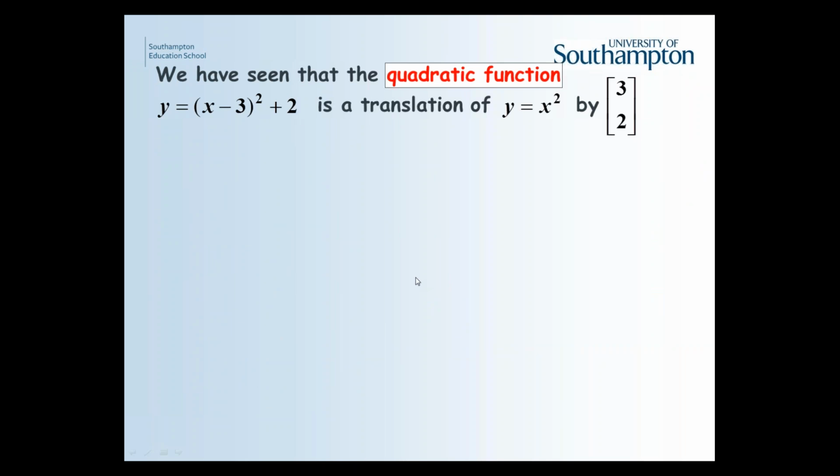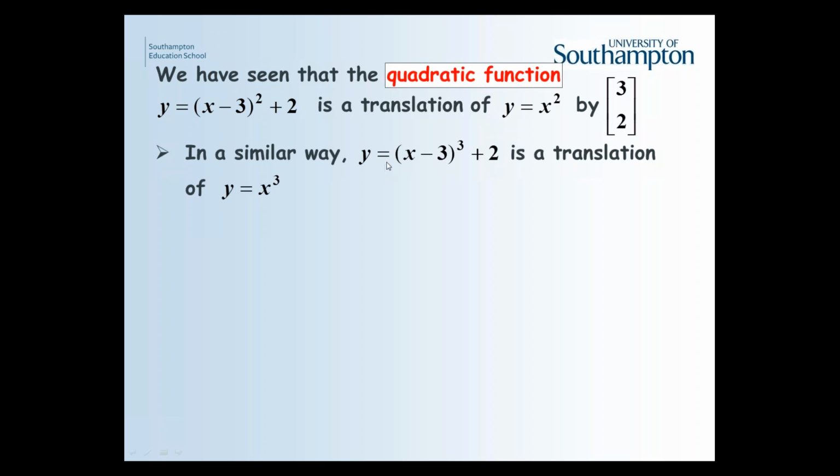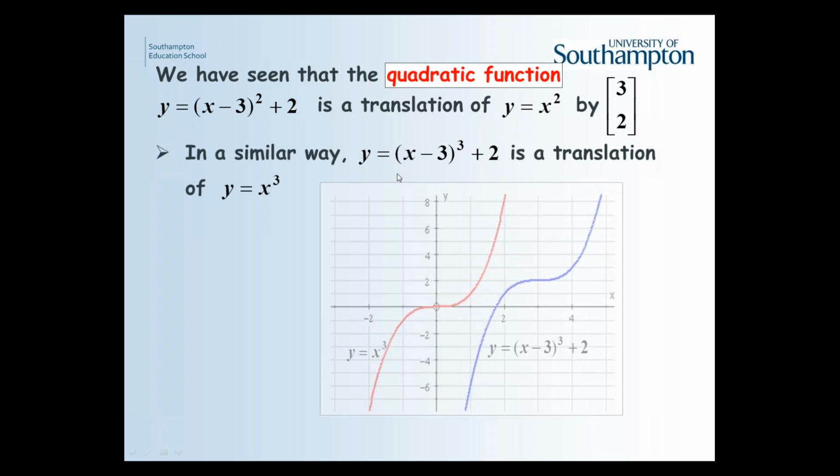Now, when we were looking at quadratics and completing the square, which hopefully you might remember with this sort of format, what that meant was that we had moved the graph to the right by 3 and up by 2. So it's a translation of the x squared graph by 3, 2. Equally, we can do exactly the same and move the cubed graph to the right by 3 and up by 2 and write it in that form.